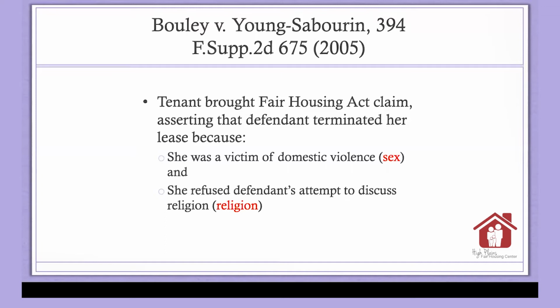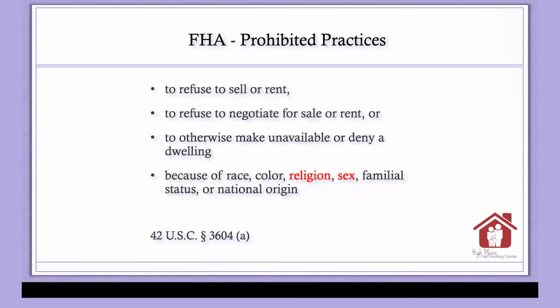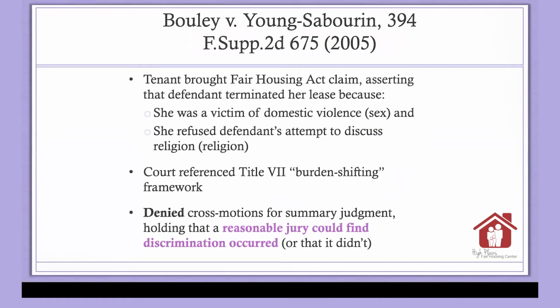Also, she articulated a second claim based on discrimination based on religion because she refused defendants' attempts to discuss religion. And she was immediately served with an eviction notice. So looking back, how in the world does this claim be based on the Fair Housing Act? It's under subsection A, to refuse to sell or rent or to otherwise make unavailable or deny a dwelling. That's what happens when someone's evicted. The dwelling is made unavailable, and if it was done because of religion or because of sex, it violates subsection A.